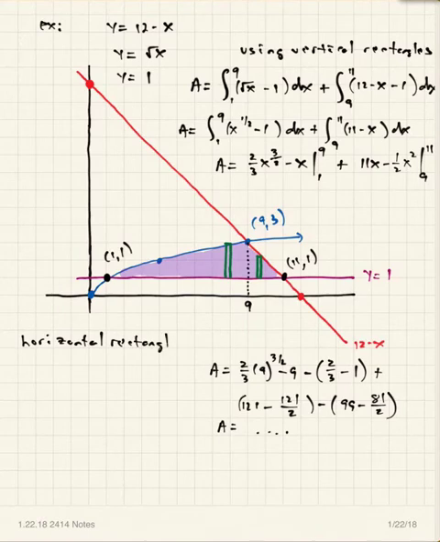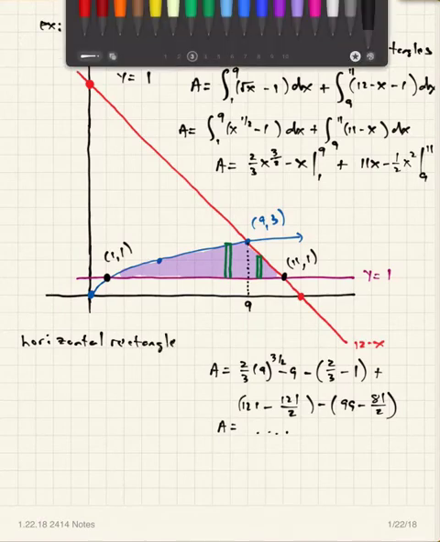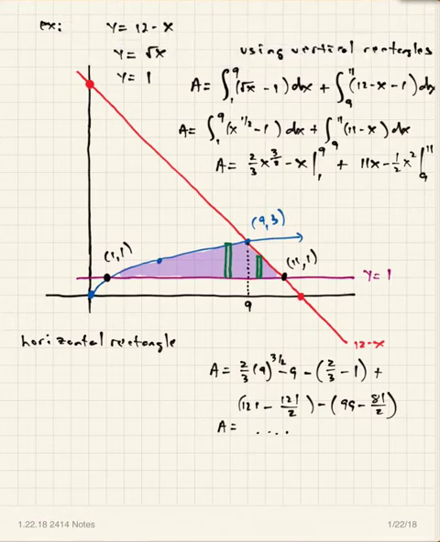just with one integral. And the reason why is because if you look at this horizontal rectangle, no matter where you draw it, you always have the same curves bounding the right part of that rectangle and the left part of that rectangle. And so you could actually just get by with one integral here with horizontal rectangles.